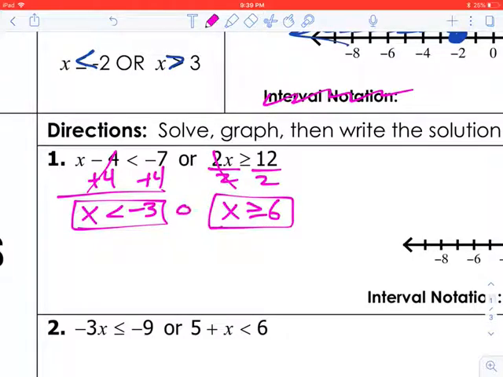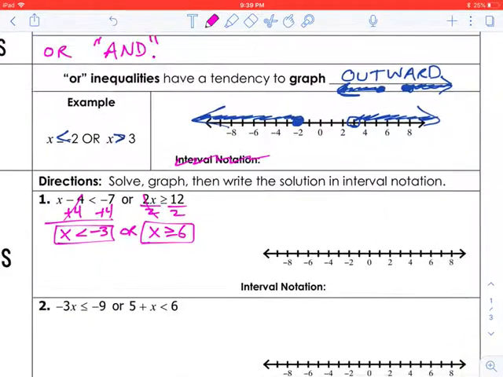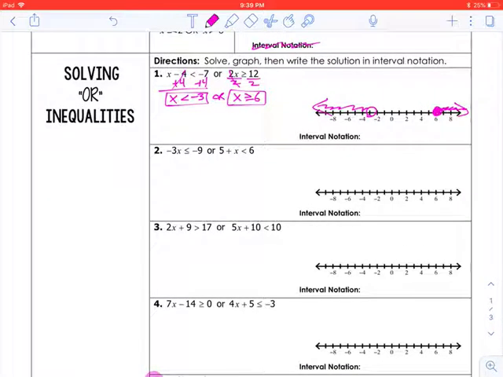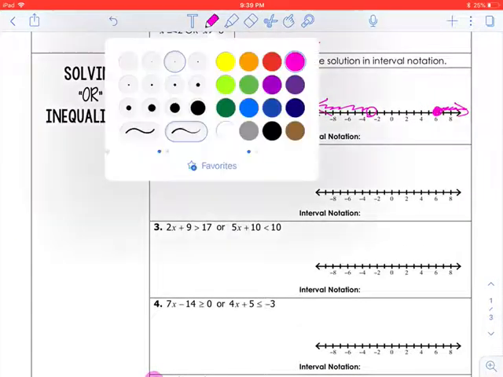So these are two separate inequalities combined by the word "or." So when I graph this, -3 is an open circle. It's going to the left. And then x is greater than or equal to 6. That's a closed circle on 6. It's going to the right. And there we are. Okay. So let's do one more here.